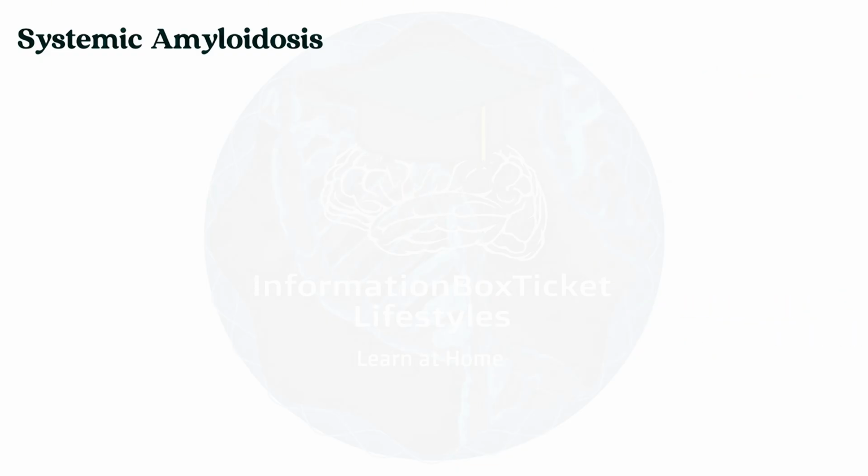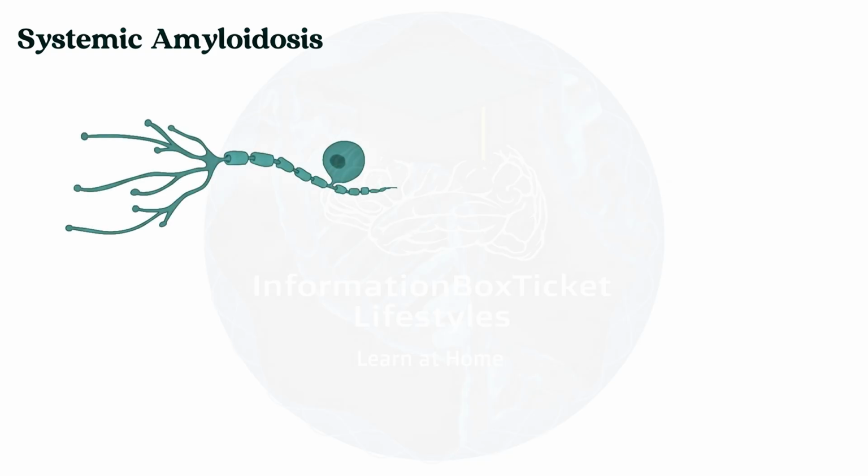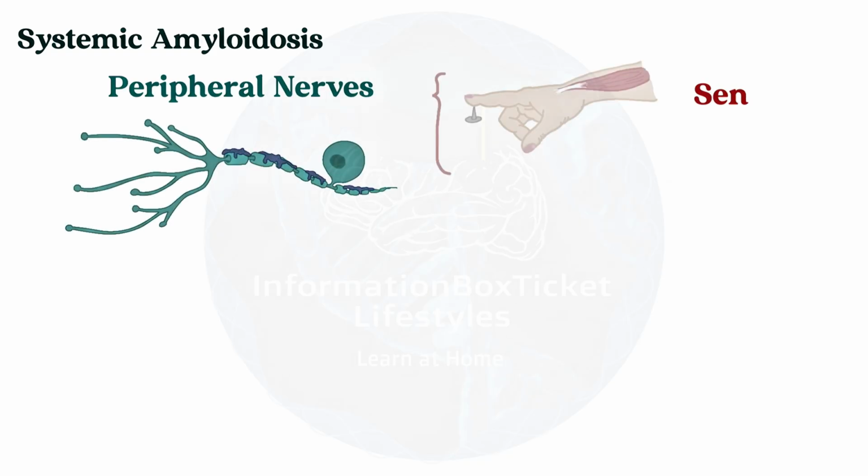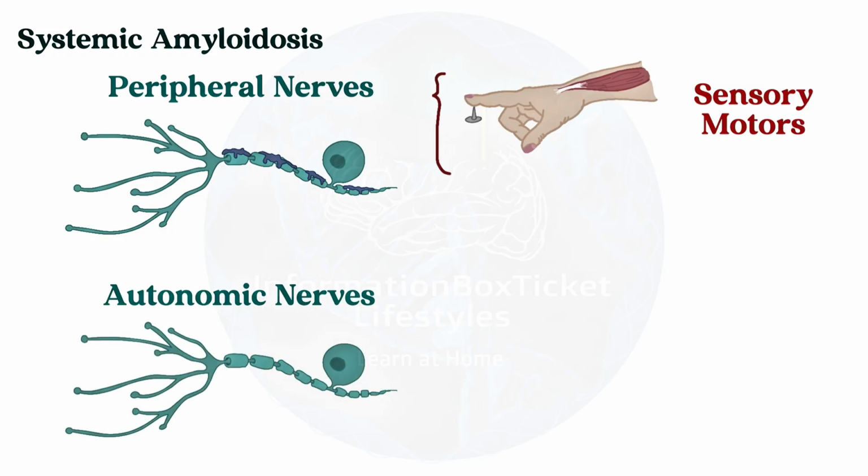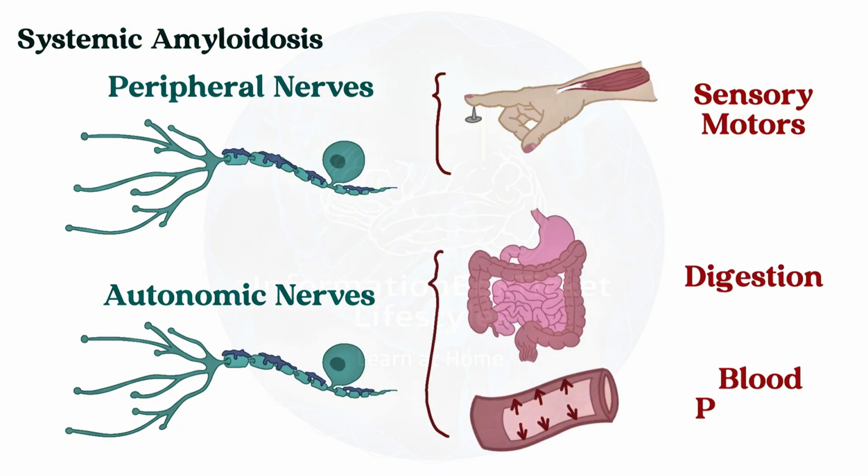Finally, amyloid deposits can damage peripheral nerve fibers, including those that transmit sensory or motor signals, as well as autonomic nerves that regulate functions such as digestion and blood pressure.